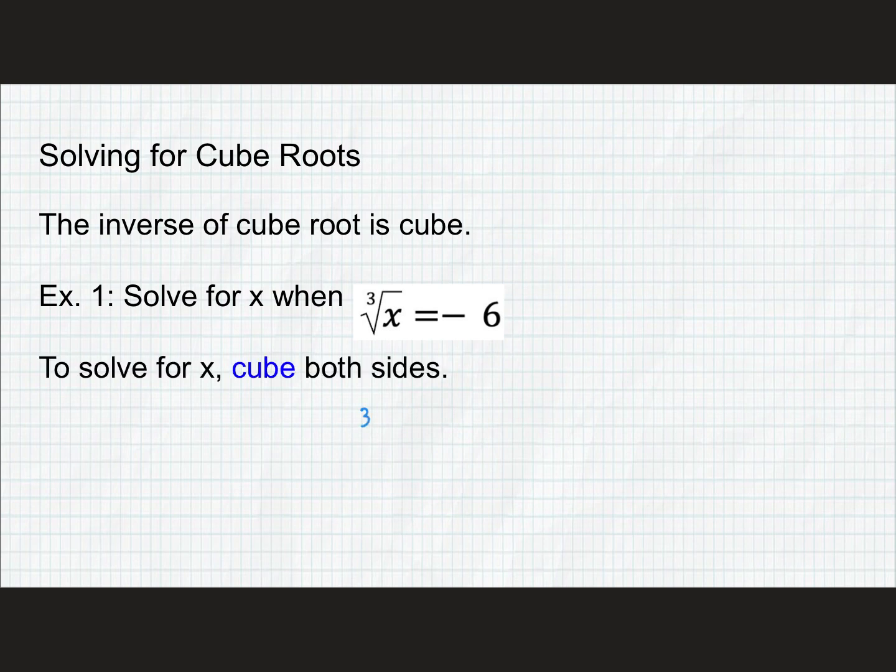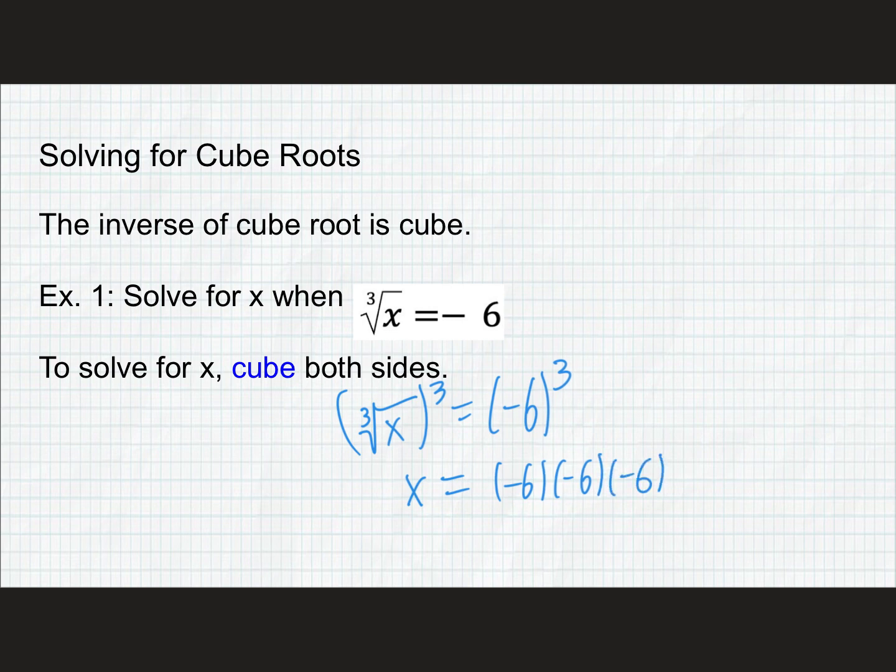To solve for x, we need to get x by itself. That means we need to get rid of that little old cube root. And we can make that cube root cancel out by doing the inverse operation, which is cubing both sides. Now cube root of x cubed is just x, and -6 cubed is -212. So we have now found our solution. X equals -212.